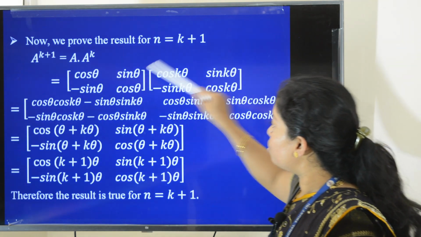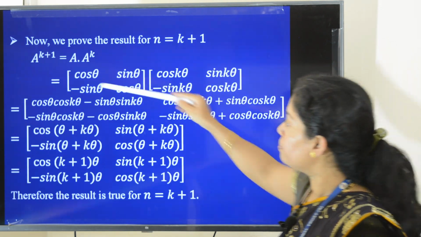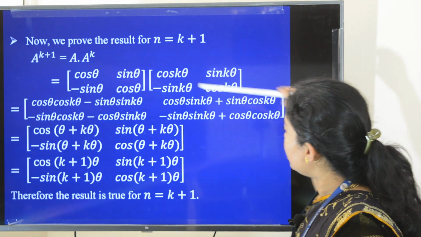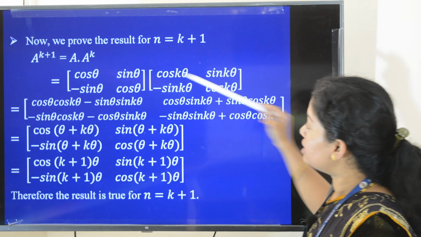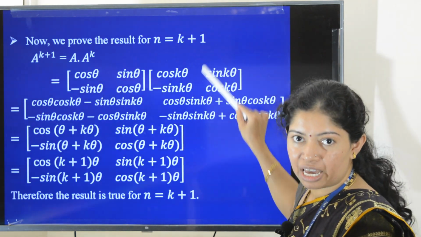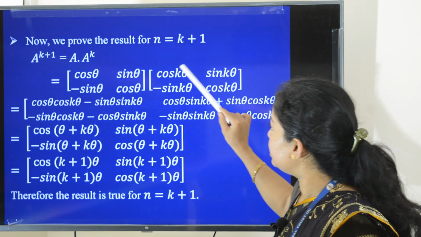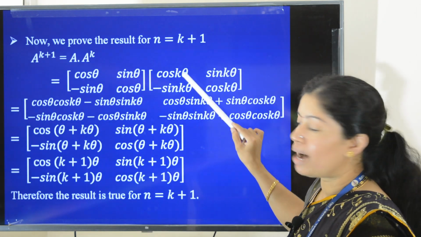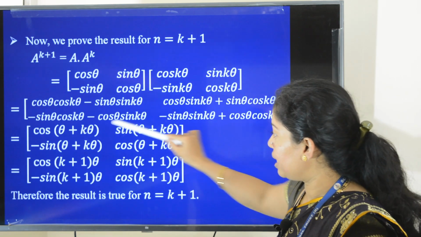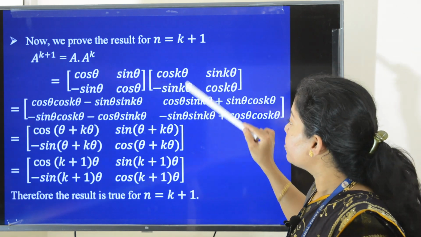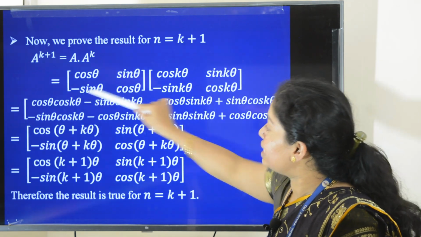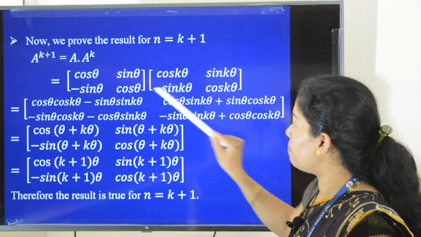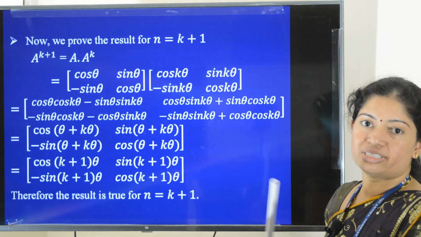Next, take the first row, multiply with the second column. So cos theta into sin k theta plus sin theta into cos k theta. Next, take the second row, multiply with the first column, minus sin theta into cos k theta plus cos theta into minus sin k theta will become minus cos theta sin k theta. Then multiply the second row with the second column. So minus sin theta into sin k theta plus cos theta into cos k theta.